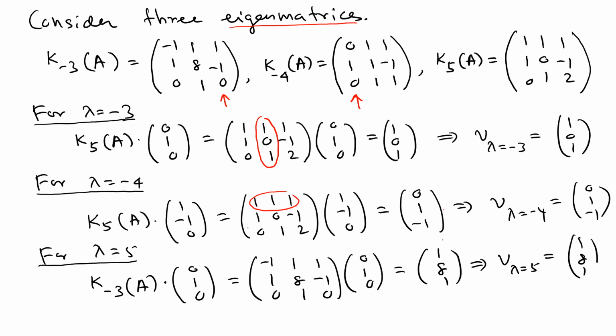This is not unique. This is just one example. Any non-zero multiple is an eigenvector. Okay, so we found the eigenvectors.